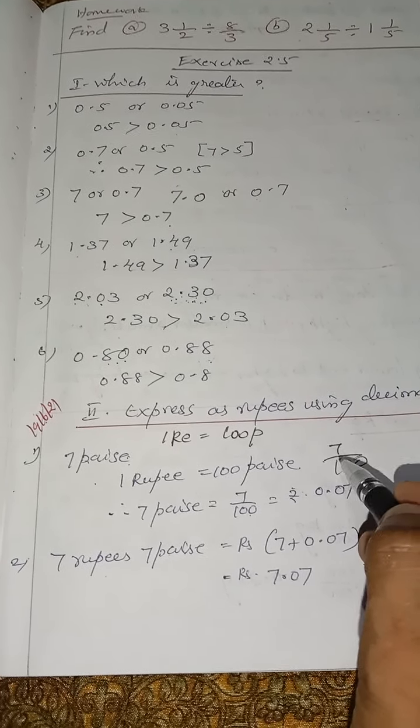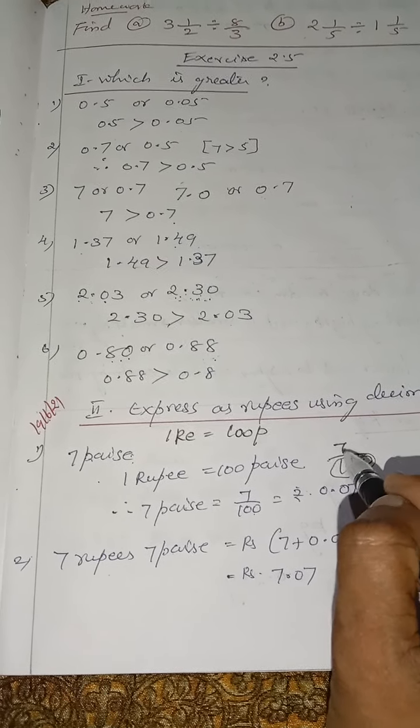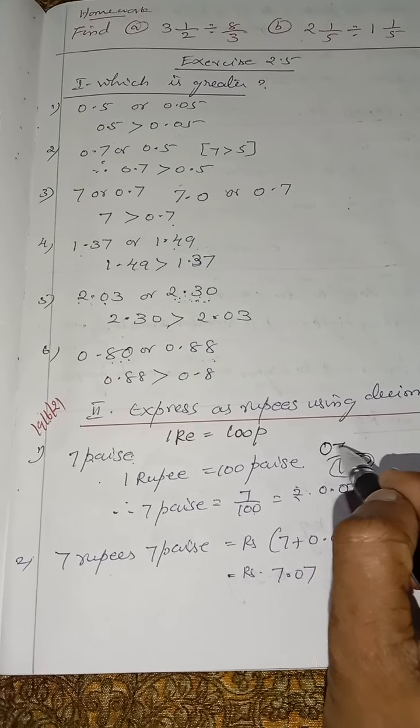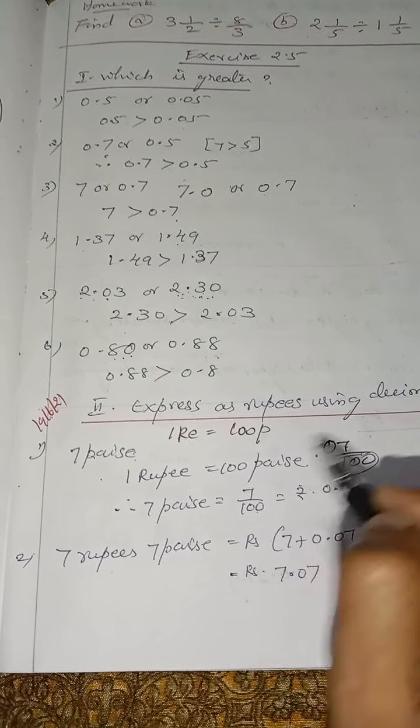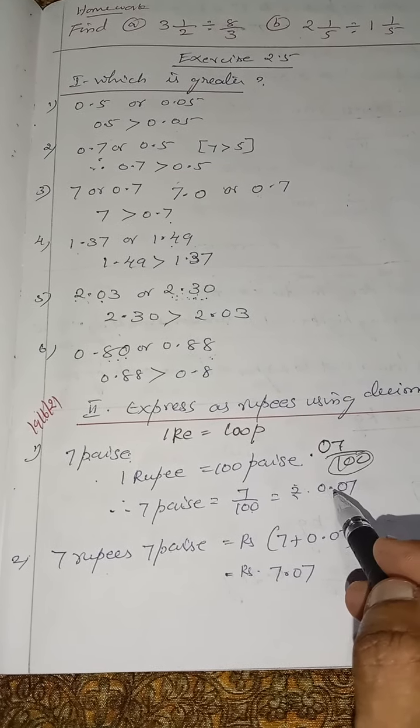7 by 100 means what? By 100, so 2 zeros in the denominator. We have only one number. So keep a 0 in the front. Then place a point before 2 numbers. So it is 0.07. Okay.